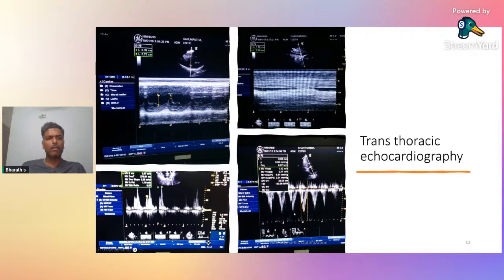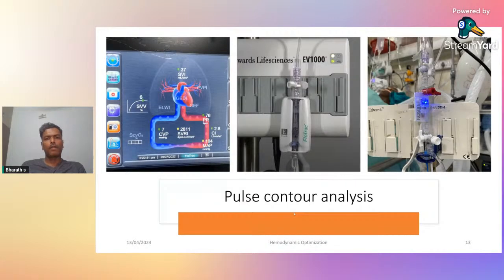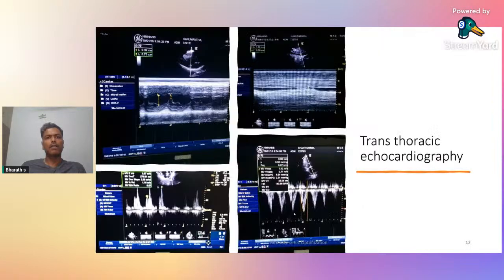The important thing is that it has a learning curve. But if you are able to do this, it is a ready bedside measure available for you to look at the cardiac output status. The main limitation is that you have to be there to do it, and only when you are there does it work out. Looking at it 24/7 may or may not be very feasible.